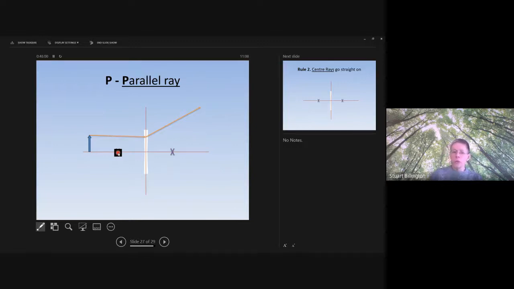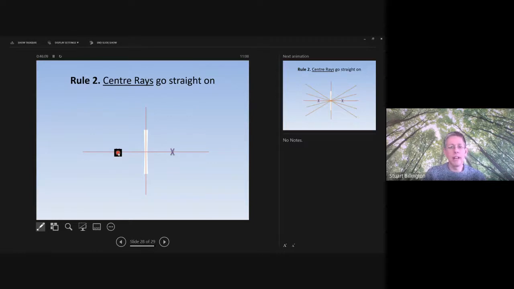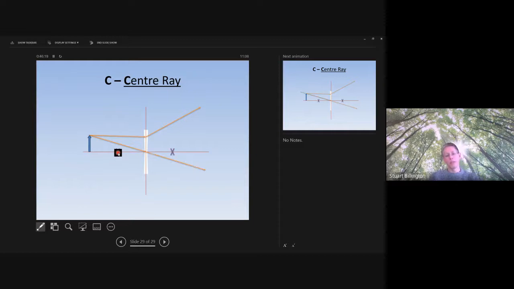The rule with center rays is that there's the same rule, they carry straight on as if it's not even there. So you can draw a center ray just like you've been doing for the previous diagrams. And now your diagram should be looking a lot like that.